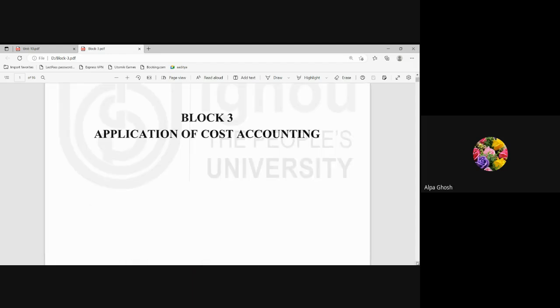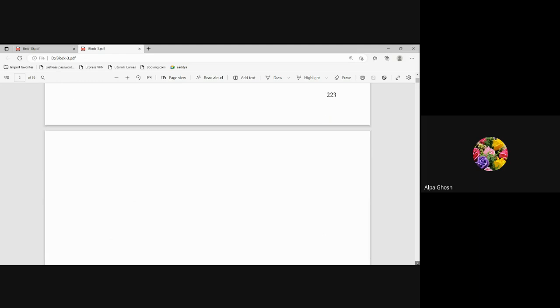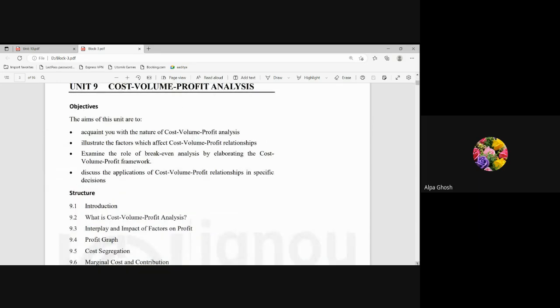So thank you for your patience. There was a certain technical glitch. Now it's solved. So we are going to now start application of cost accounting. I hope everyone knows what is application. Application means the use of cost accounting. So when we talk about the use of cost accounting or the application of cost accounting, we are going to understand this application with the help of three units.